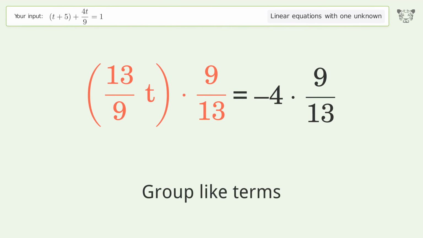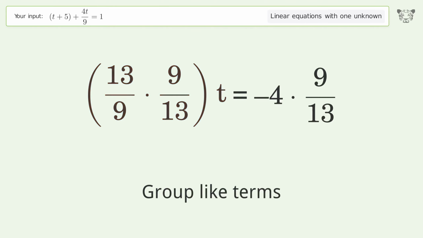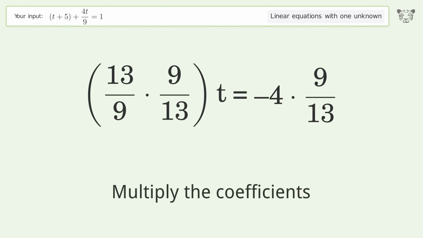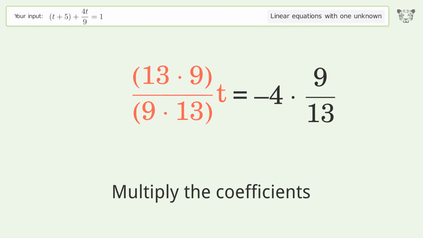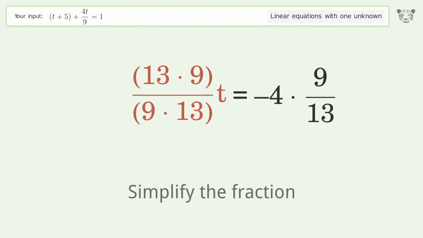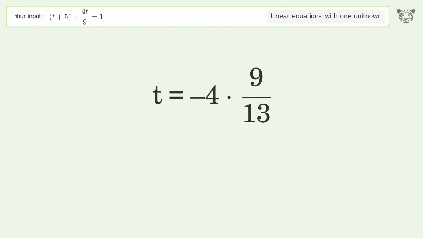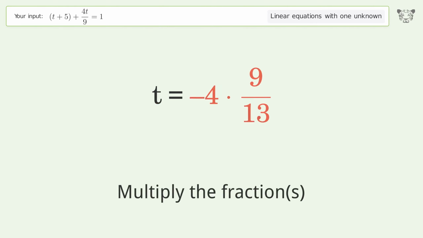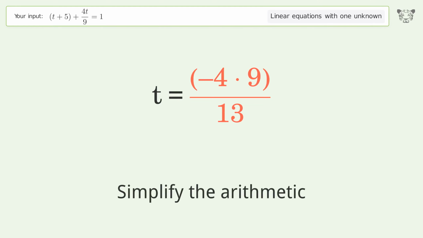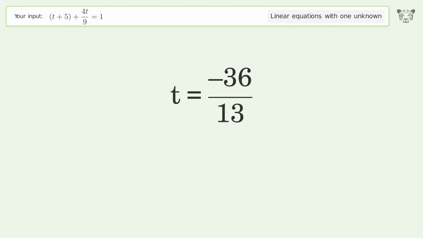Group like terms. Multiply the coefficients. Simplify the fraction. Multiply the fractions. Simplify the arithmetic. And so the final result is t equals negative 36/13.